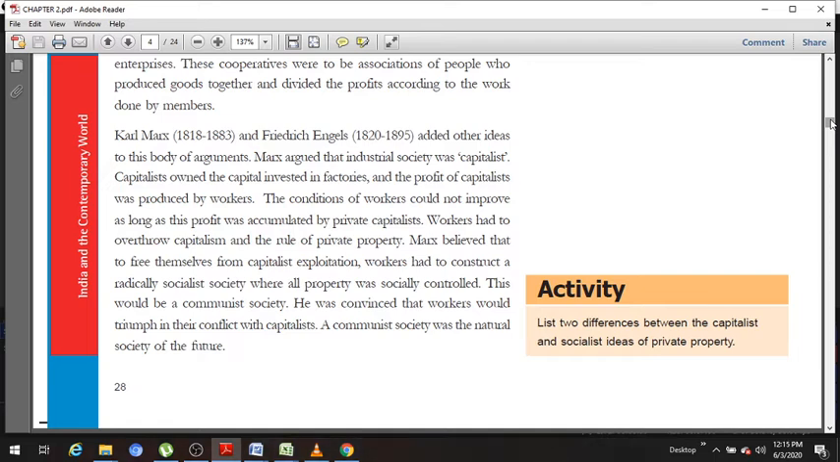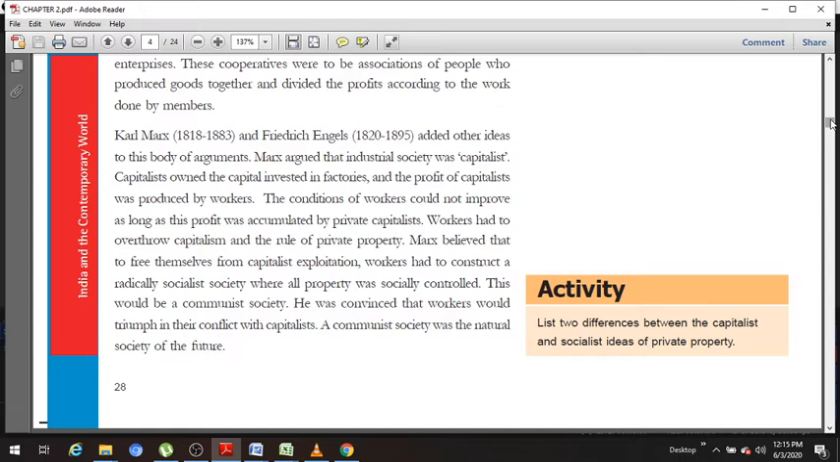Karl Marx argued that industrial society was capitalist. In the views of Karl Marx, the industrial society was capitalist, meaning they are working to make profit. They are not working for the welfare of people. Capitalists want the capital investment in factories, and the profit of capitalists was produced by workers. So the profits they are making are produced by the workers.